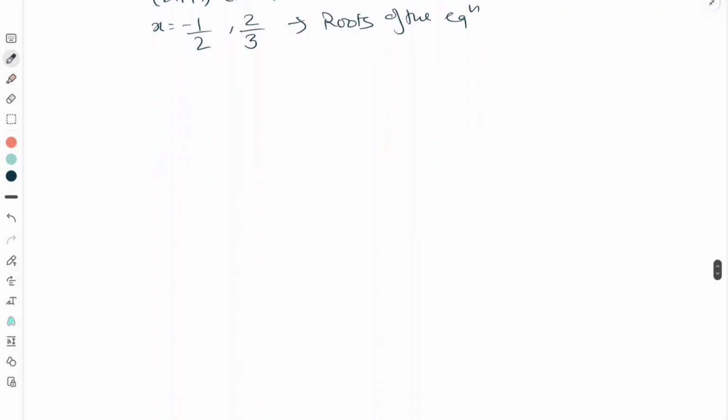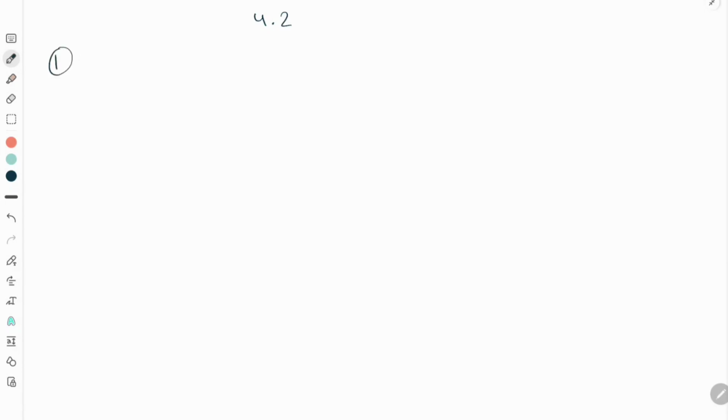So now let's move to exercise 4.2, wherein the first question we have 5 parts, and in all of the 5 parts we have to find the roots of the equation. So we will start with part 3, and I think parts 1 and 2 you can do by yourself. The third part is √2 x² + 7x + 5√2 = 0.